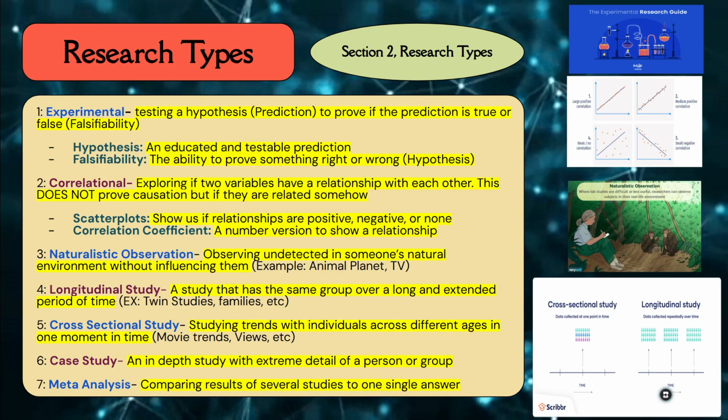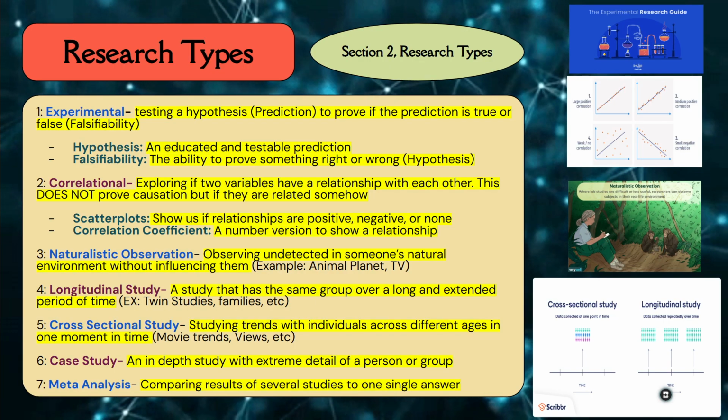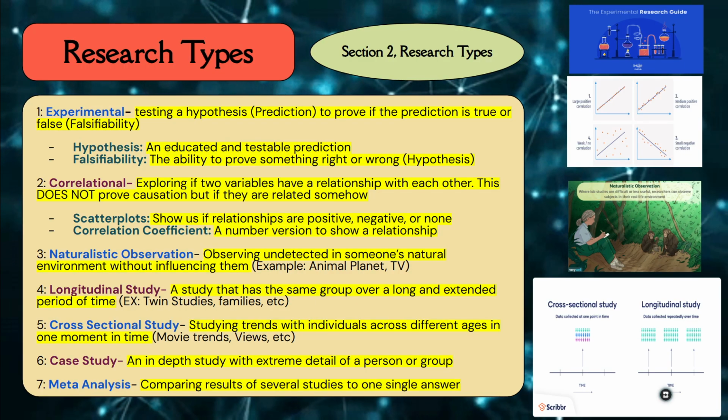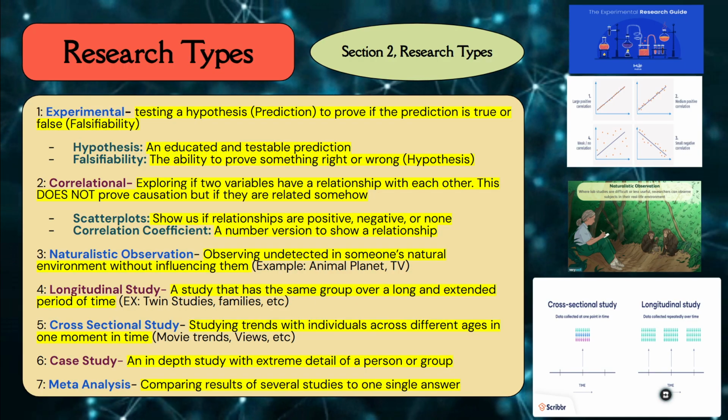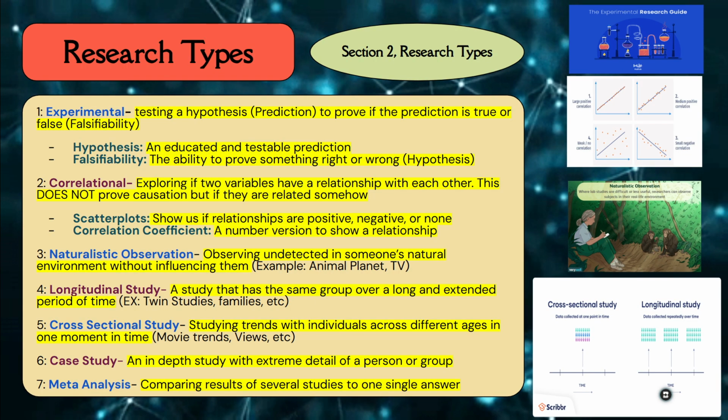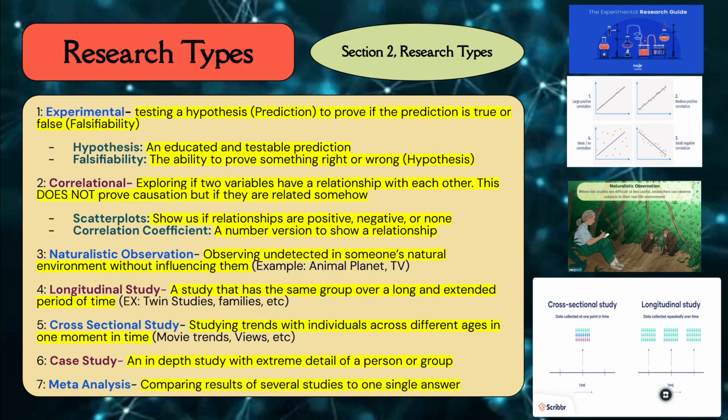As we move on at this time to the types of research, we have many different types of research, the first one being experimental. We're looking for true or falseness, which is also called falsifiability. We're trying to make an educated guess or prediction on something, and we want to test it out to see if it's true or not. We're looking for cause and effect here.